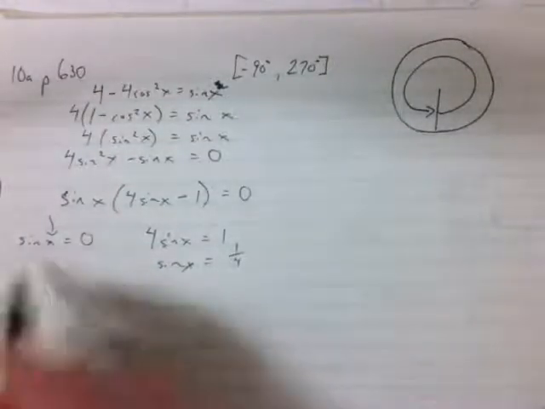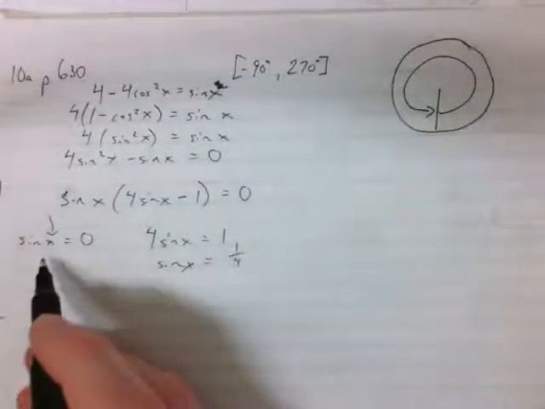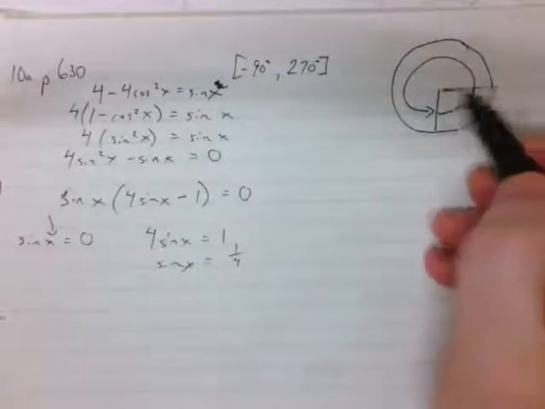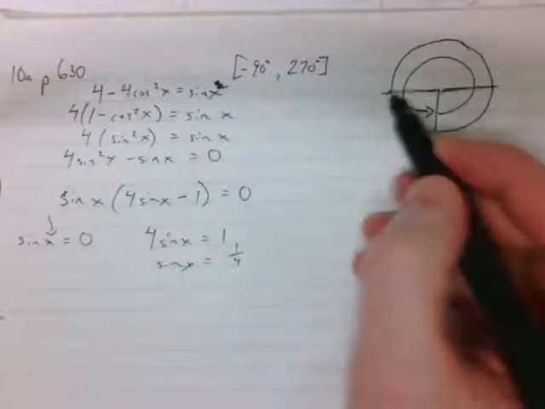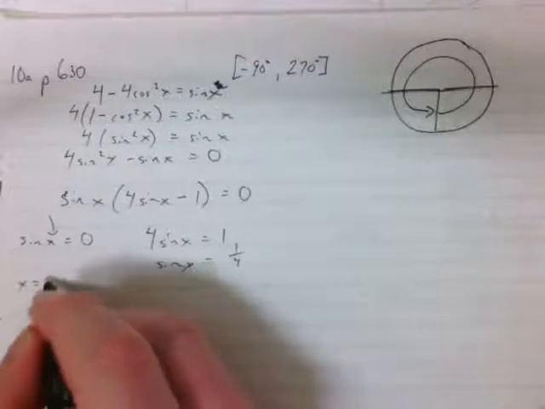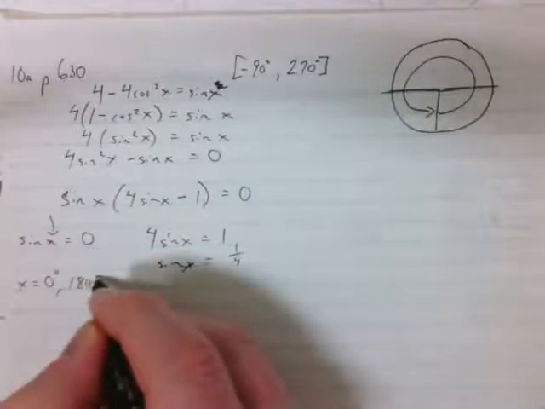So anyways, I'm going to do this side first. Sine of x equals 0. So that's when the y value equals 0. And when we're talking degrees, it's going to equal 0 at 0 and at 180 degrees. Okay, so x equals 0 degrees, 180 degrees.